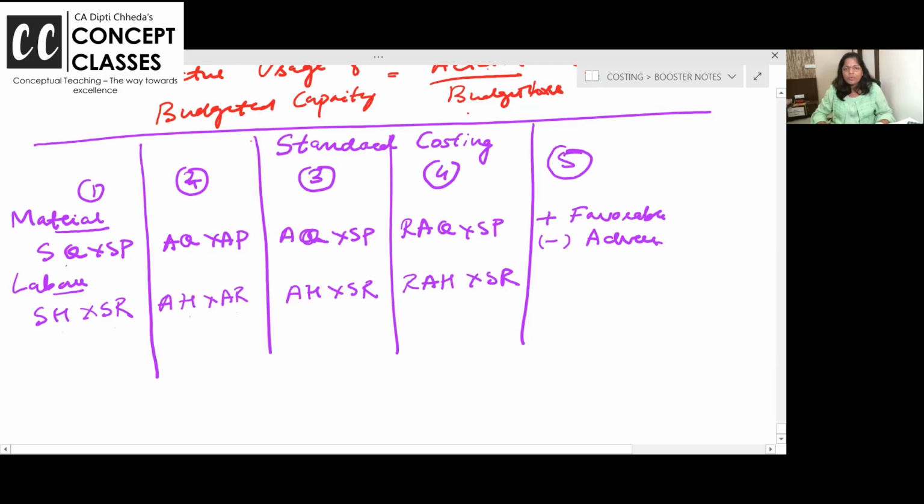Clear to all of you? Names of the variances you have to remember. Material cost variances, price and usage. Usage is mix and yield. Labor cost variance is labor rate. Price means rate. And usage, labor's usage, hours, means efficiency. Efficiency is idle time and sub efficiency, or mix and sub efficiency, as you wish. Okay? This much only you have to write in booster notes.